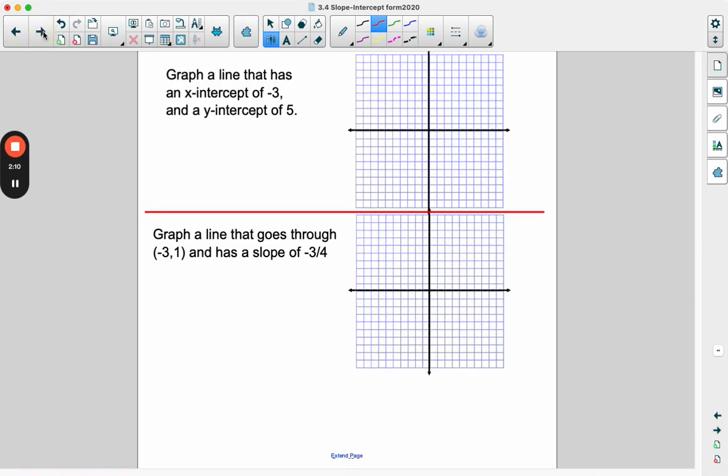So moving on, let's take a look at the next slide. There are 2 different types of graphs that you can draw. Now the first one, it doesn't give you an equation, so there's no numbers I can plug in for x or anything like that. But we did learn another method of graphing, which is by finding the intercepts. And here they tell you to graph a line that has an x-intercept of -3 and a y-intercept of 5. Well, an x-intercept of -3 is just 3 to the left of the origin. A y-intercept of 5 is up 5 on the origin.